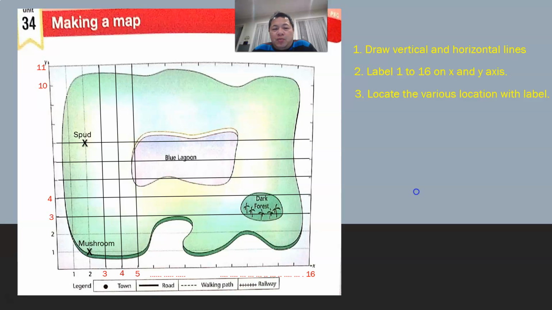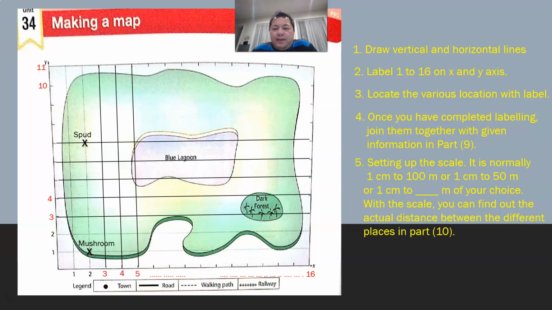You may want to pause the video to complete all of this up to this stage so far. Okay, so moving on. Once you have completed locating all the points, then you have to join them by following the information given to you in part 9. And then next you have to set up the scale.